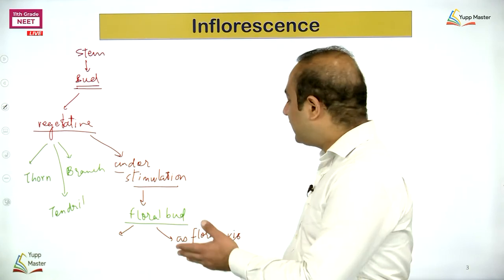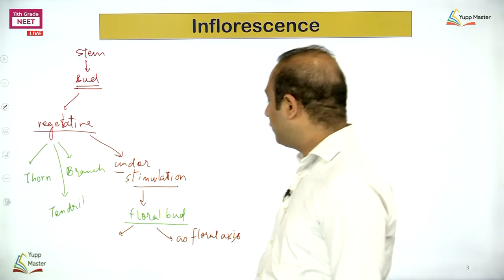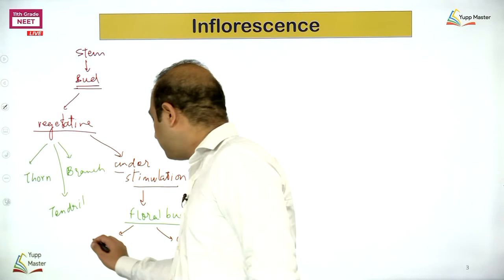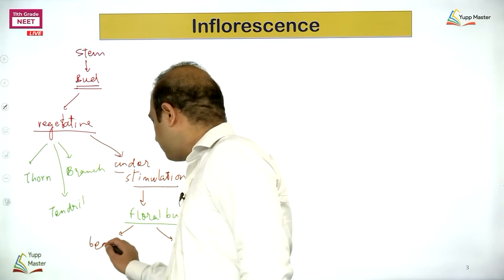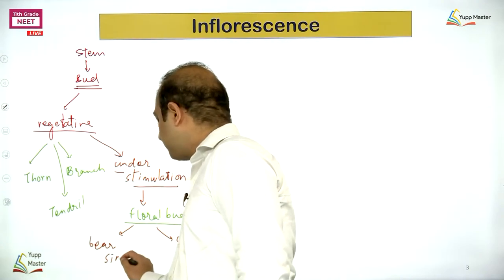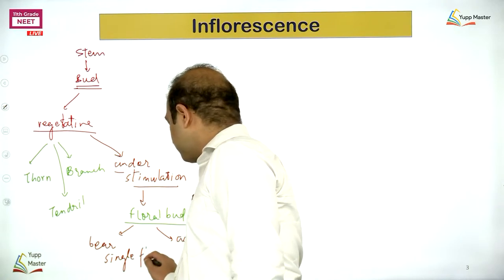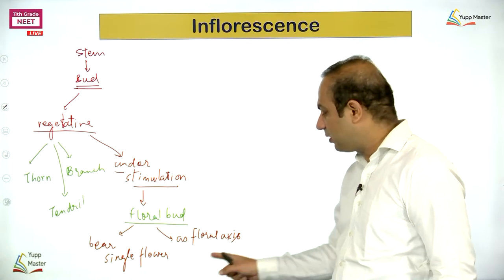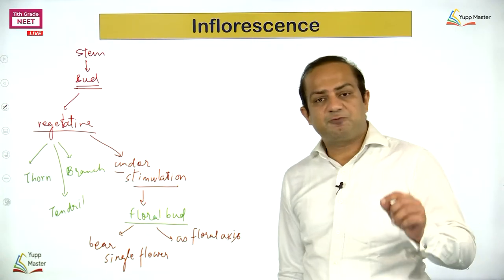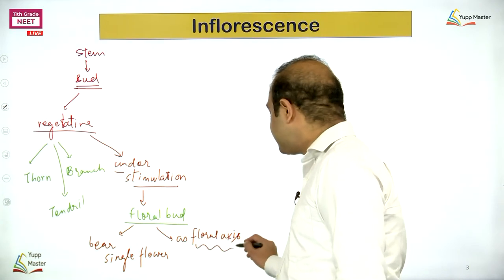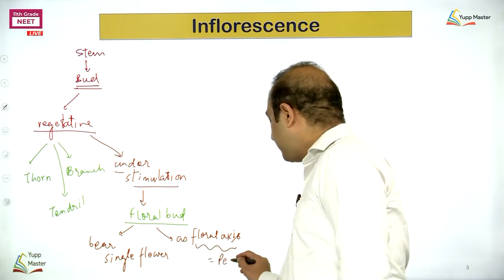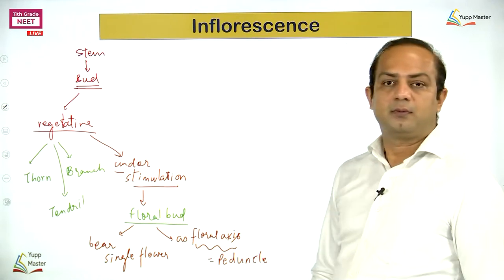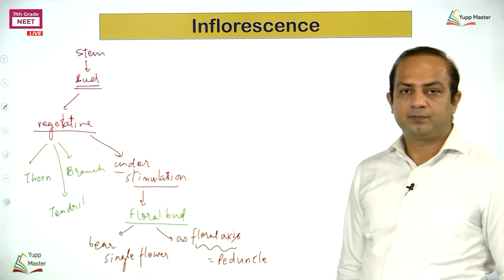Okay, and on the other side about the floral bud, I can say what? The floral bud is going to bear single flower. Very clearly mentioned, either single flower or the floral axis. Now this floral axis is called as peduncle. This floral axis is called peduncle. Okay, remember this one.